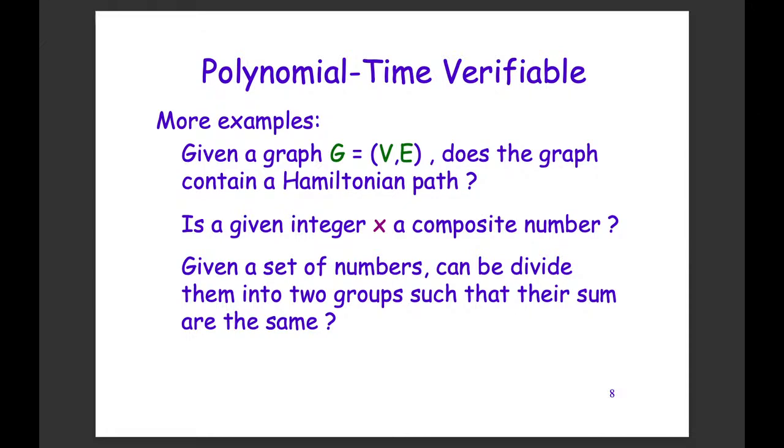Now, this problem is also polynomial time verifiable, because if there is really a way to divide the numbers into two parts, then I just tell you what are the numbers in the first part and what are the numbers in the second part. The user can check whether we are really dividing the numbers into two parts so that each number appears once, and then check whether the sum of the first group is equal to the sum of the second group. All of this can be done in polynomial time. So this is called a polynomial time verifiable problem.